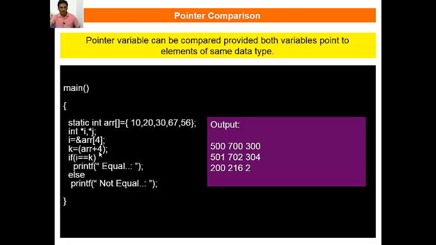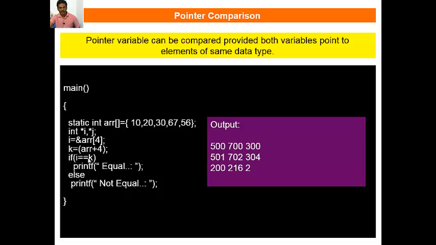So 200 plus 4, as per pointer arithmetic, it is integer type, so it jumps 4 locations. That is 200 plus 4 locations is 8, because each location is 2 bytes. So 200 plus 8, 208. That 208 is assigned to k. So k is 208, and i is 200.